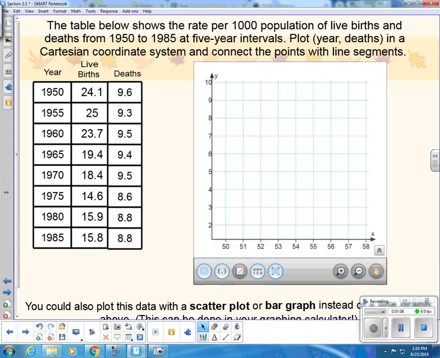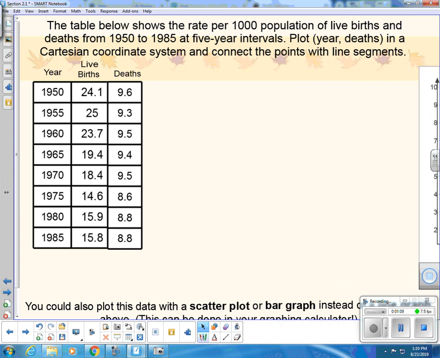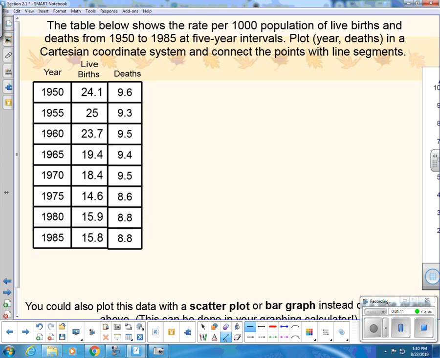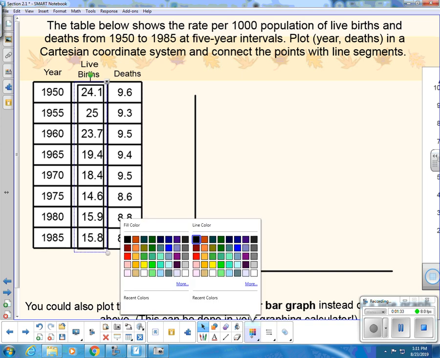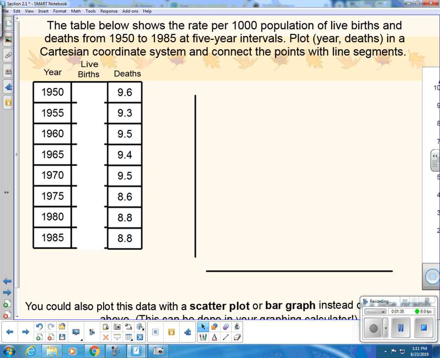I'm going to take away this because Desmos, and you guys might know how to do Desmos, but I don't. So, if I'm going to graph the, let's say, the years and the deaths, let's just hide this column. We're not going to worry about this column. Okay. So if I'm going to do that, what should I make my x-axis? What should I start with? What should I count by?